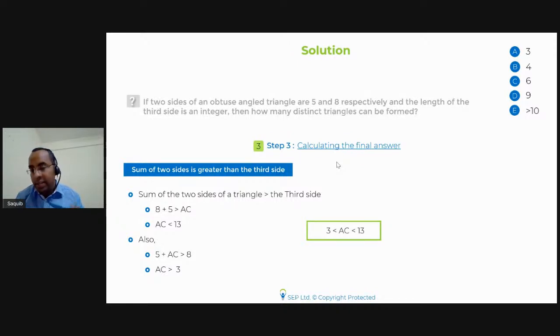Now, if you forget about the obtuse angle triangle, there's a chance of mistake: you might think, okay, 4, 5, 6, and so on are the only values of AC, so there are 9 values. Those of you who marked the answer as D completely forgot about the obtuse angle triangle property, or maybe you don't know it. That's also possible.